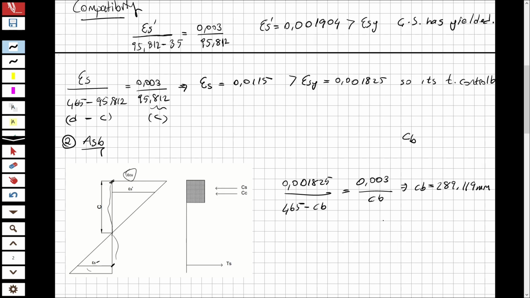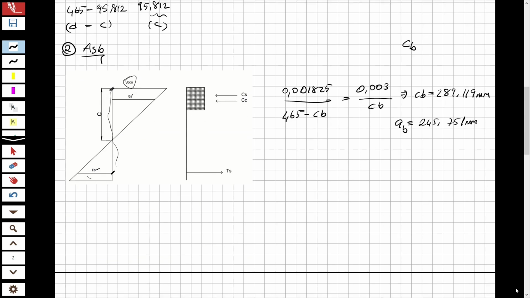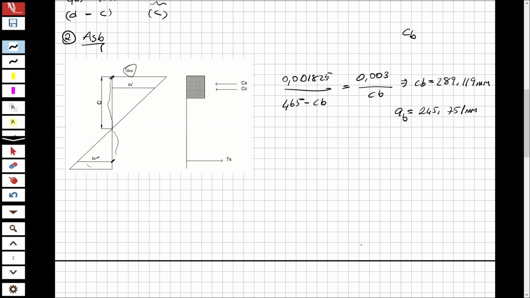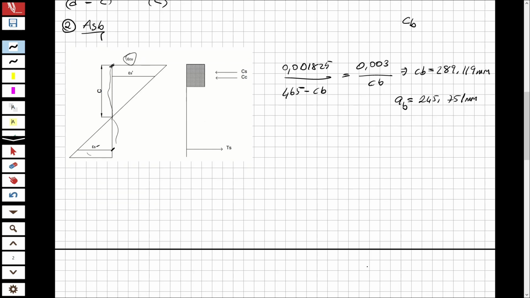289.119 millimeter, and A, if I need a balance, will be equal to 245.751 millimeter. So now I have AB and CB. These are the things that I need to write in equilibrium. So let's write equilibrium. The equilibrium will be written like that. These are the forces again. So for the equilibrium, it's going to be written as CC plus CS equal to TS.